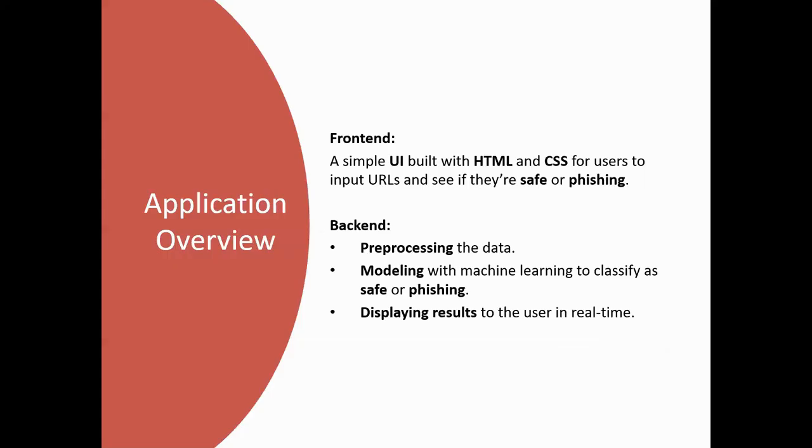Coming to the proposed work. Now let's see the application overview. Coming to the front end, it is a simple UI built with HTML and CSS for the users to give the URLs or websites and check if they are safe from phishing. Coming to the backend, here pre-processing of the data is done, basically preparing the data for analysis, and then the modeling is done using 5 models, which classify whether they are safe or phishing URLs, and finally the results are displayed to the user in real time.